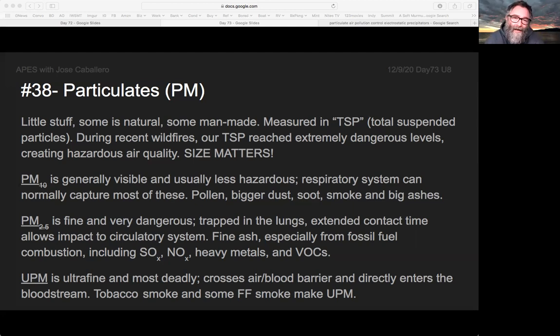And there's not a lot of stuff that makes ultrafine particulates, some weird industrial processes that I didn't list here, but there are ultrafine particulates found in tobacco smoke and some types of fossil fuels. You should probably know that they exist, but I don't know much more to teach you about ultrafine particulates.